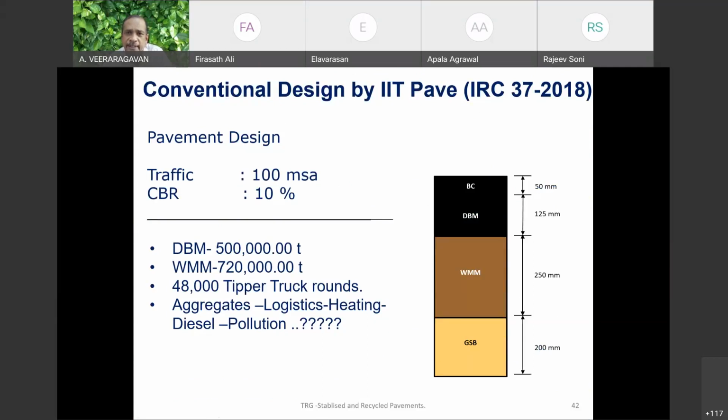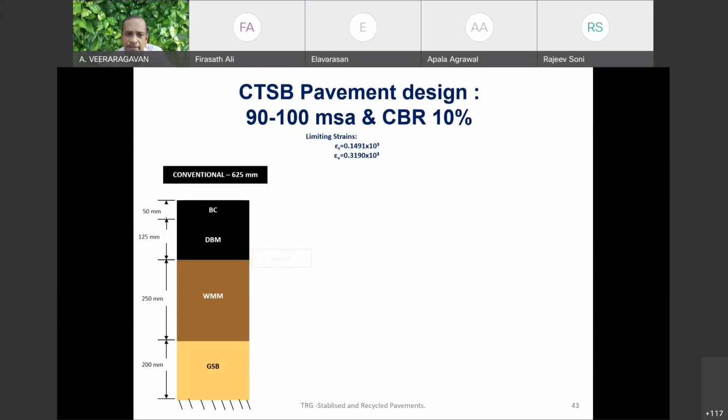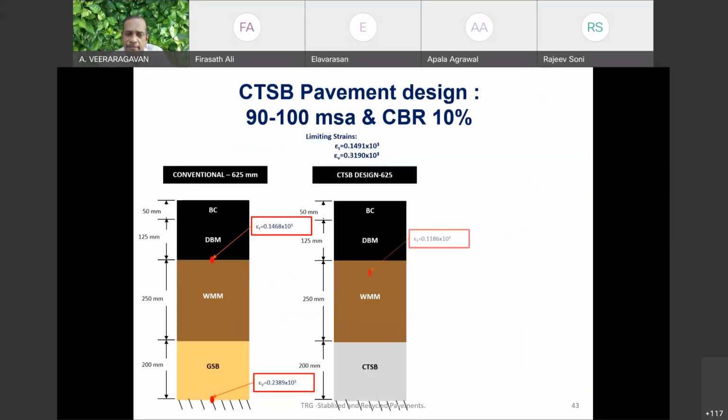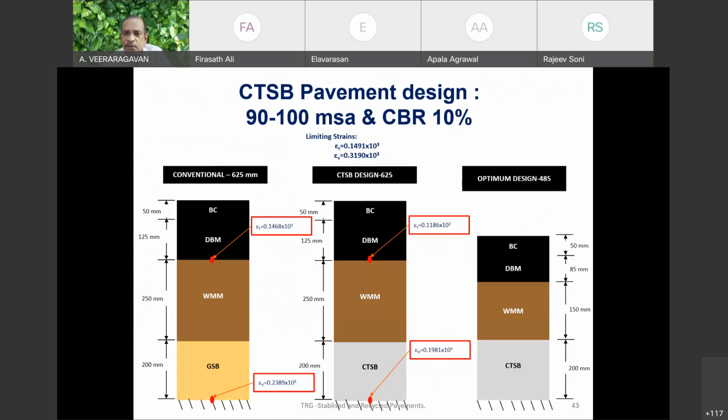Instead of this conventional design, I can go in for an organic design of the cement treated subbase. When you go in for cement treated subbase and then work out the thickness strain values and then design the thickness, you'll find that the thickness can drastically be brought down. From this thickness of 200 plus 250, I can bring it to 200 plus 150. From a 125 millimeter DBM, I can bring it down to 85 millimeter.